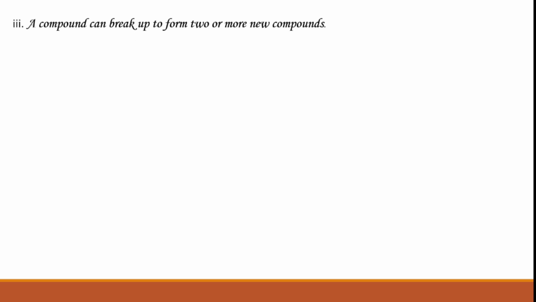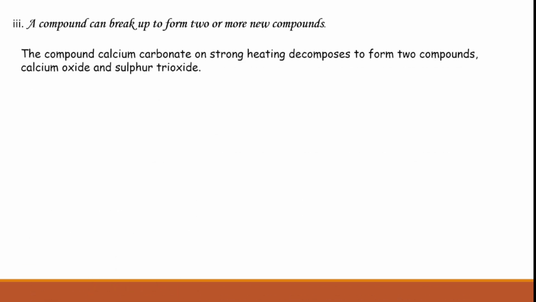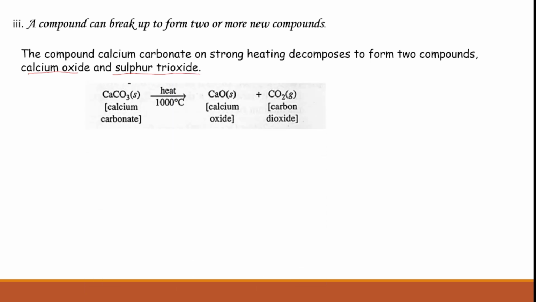In the third type, a compound can break up to form two or more new compounds. A compound may break into two new compounds, simpler ones, not elements. So a compound may break up into two or more new compounds. For example, the compound calcium carbonate on strong heating decomposes to form two compounds. One is calcium oxide and the other one is carbon dioxide. Both are compounds.